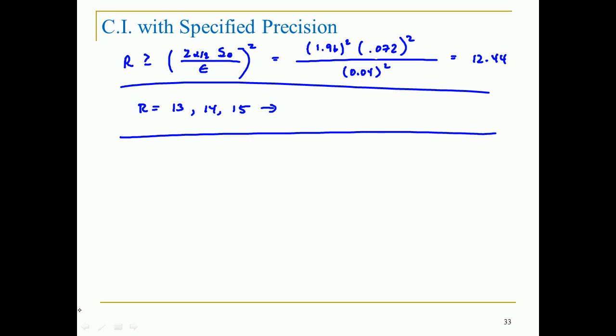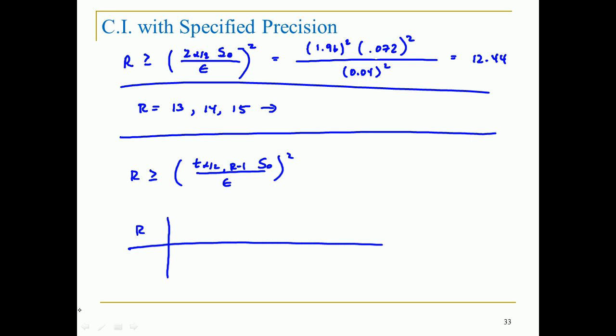Now you need to find out the number of replications that you're going to need. And for that, you're going to use the expression for the t, divided by epsilon. And we're going to create this table. We know the R's that we're going to test. We're going to start with 13, 14, and 15. And we're going to check if we are able to satisfy that condition with these t values.